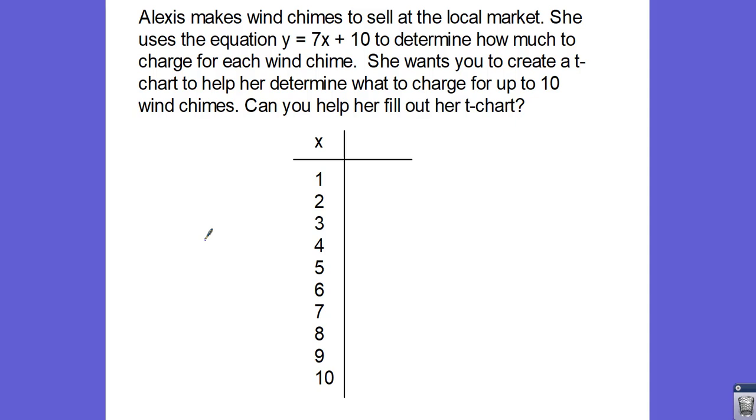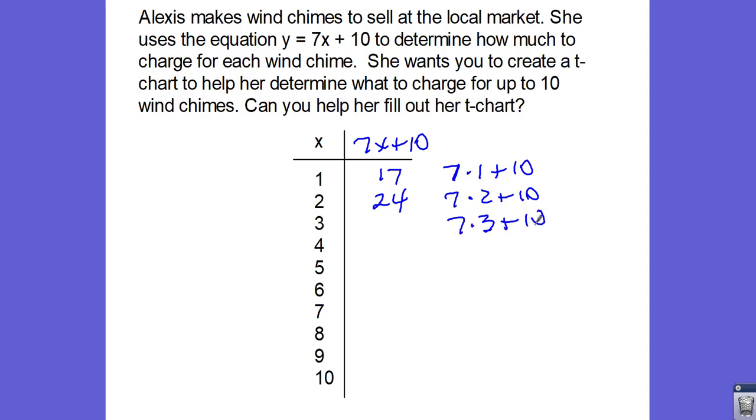Okay, so let's see if we can do this. Well, we know that this side right here is going to be our 7x plus 10. So we start off with one wind chime. How much is that going to cost? Well, we got 7 times 1 plus 10, which will give us $17. Well, what if they bought 2? Well, that'd be 7 times 2 plus 10. Well, that's 14 plus 10 gives us $24. Well, what about 3? Well, 7 times 3 plus 10. Well, that gives us 21. Plus 10 gives us $31.